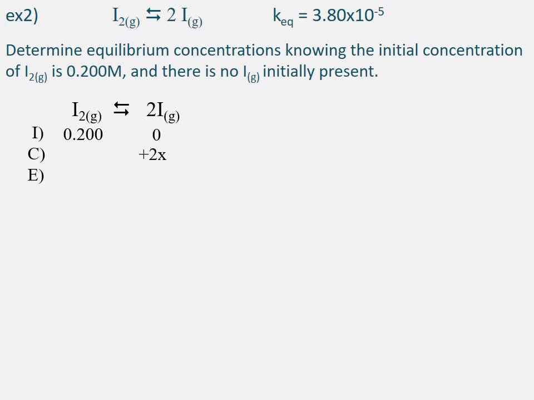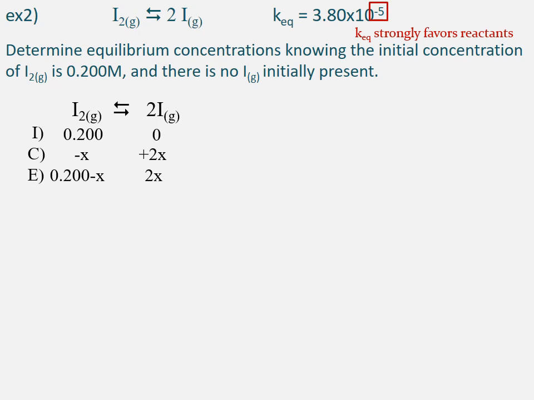And if the right side goes up, that means the left side has to go down. So it's going down 1x. And that is because in the balanced equation, there is 1 I2. The coefficients used to balance the equation are the coefficients that will be used in the C line, the change line. So at equilibrium, I2 concentration will be 0.2 subtract x, and the I concentration will be 2x.